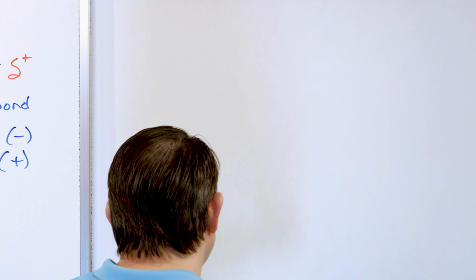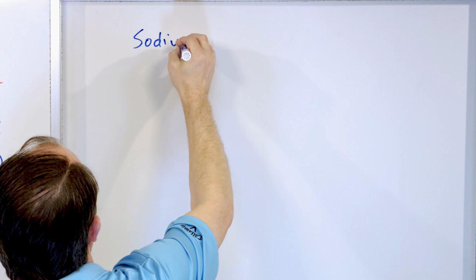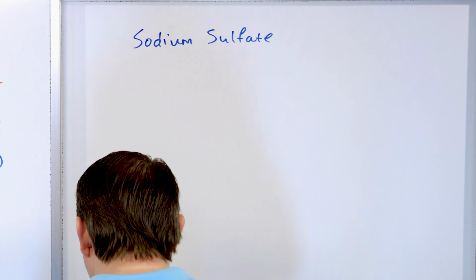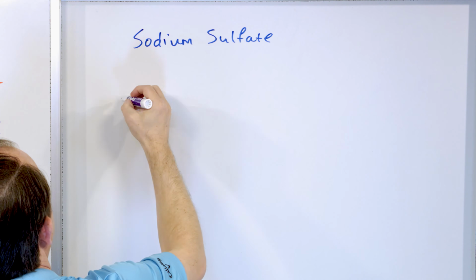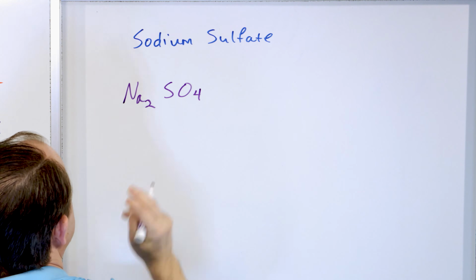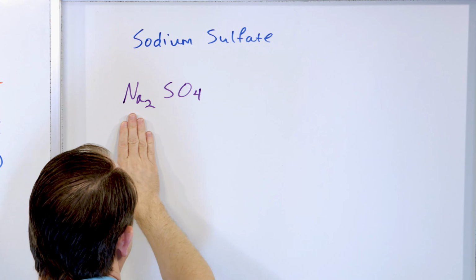But let's take another compound. Let's take something called sodium sulfate. We're going to do a lot of talking about different compounds, but let's just pick one for now, sodium sulfate. So Na2SO4. Now, is this ionic or covalently bonded? Well, it's a metal on the left-hand side of the table.